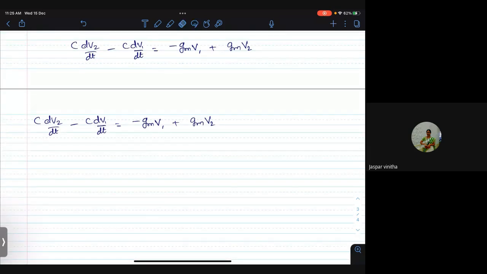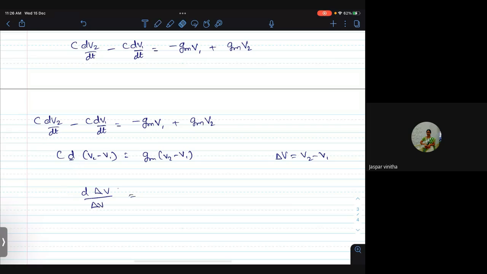Okay, so I can write this as C into d by dt of V2 minus V1 is equal to Gm into V2 minus V1. Right? So now I can just collect the terms and solve this equation. Let's say delta V is equal to V2 minus V1. So I can write this as d of delta V by delta V will be equal to Gm by C into dt.